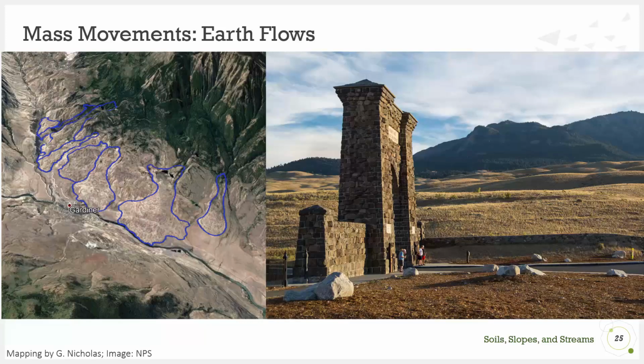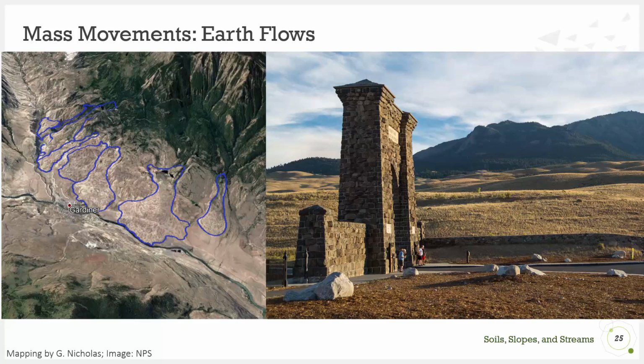Another type of flow is an earth flow. These are typically much slower than debris or mud flows, primarily because the flow is less fluidized or saturated and involves less water. This means they generally don't flow as long a distance, and they can often be identified by their characteristic rumpled topography.